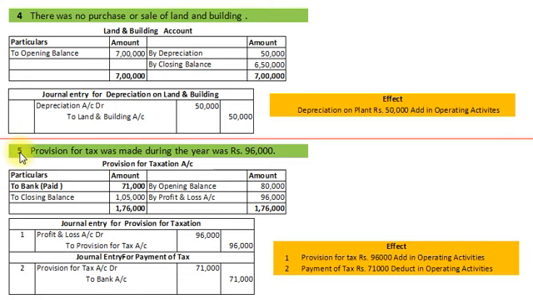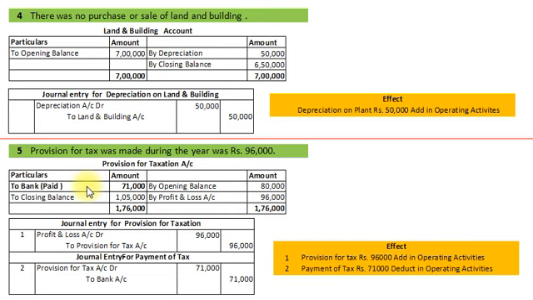Now adjustment number 5: provision for tax made during the year was rupees 96,000. We prepare the provision for taxation account. First, the opening balance on the credit side is rupees 80,000, and the closing balance on the debit side is rupees 1,05,000. Now we will pass the entry for provision for tax: profit and loss account debit to provision for tax account rupees 96,000. So posting on the credit side of the provision for tax account by profit and loss account 96,000, and now by closing the provision for tax account we get a balancing figure of rupees 71,000 on the debit side.